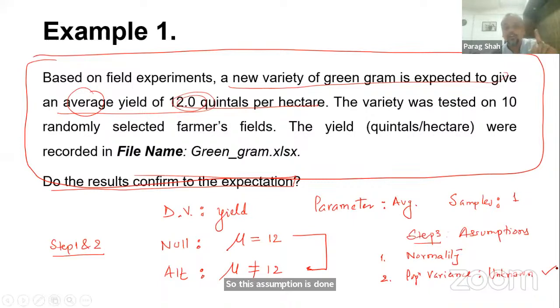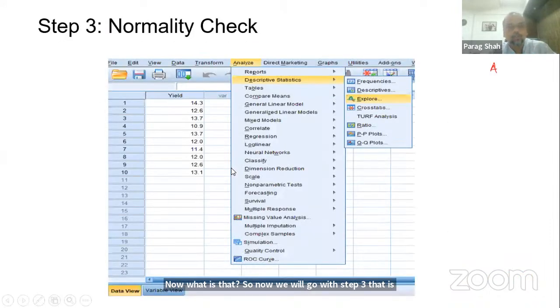Now what is left out? Normality assumption. So now we will go with step 3, that is normality assumption. And for that, what to do? You have to open your data. So this is how the data will look like.